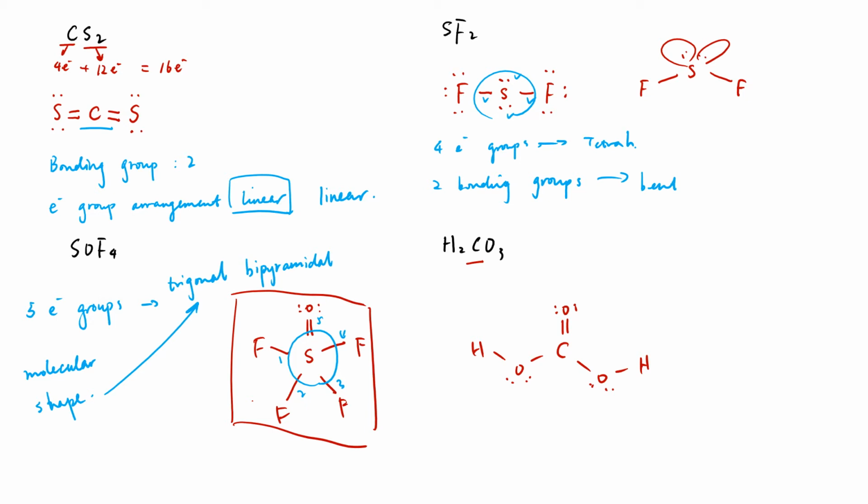And the number of electron groups for the center atom carbon, 3 bonding groups. So 3 electron groups will give you trigonal planar. And there is no non-bonding electron groups, so the molecular shape is trigonal planar as well. That's question 1.